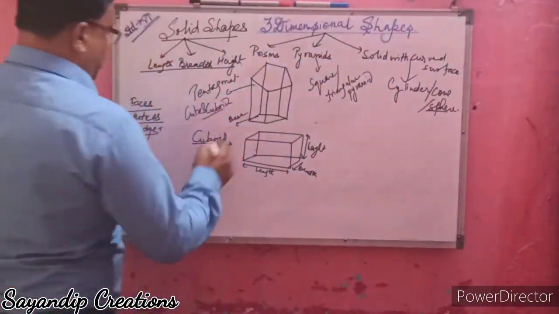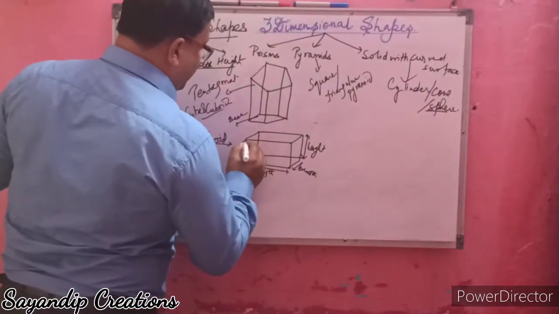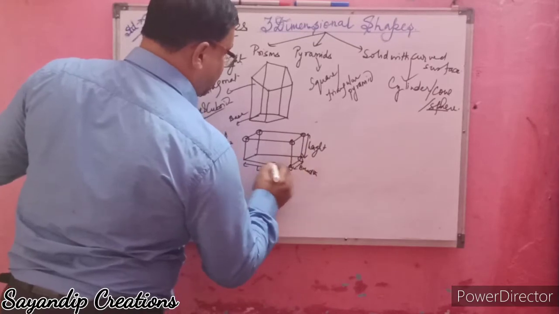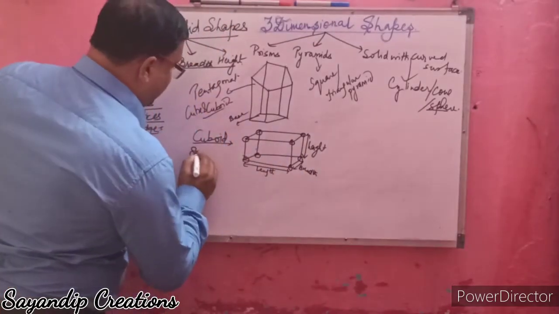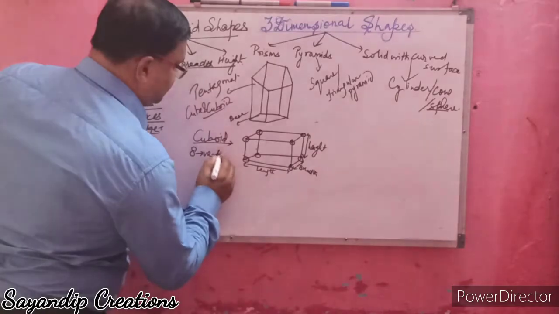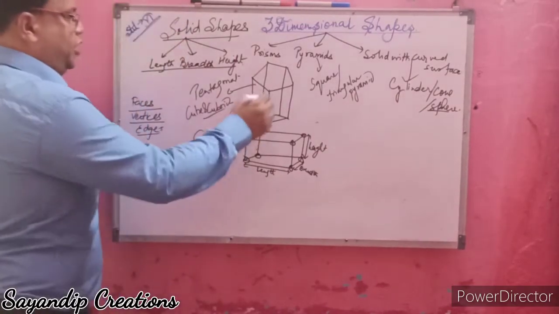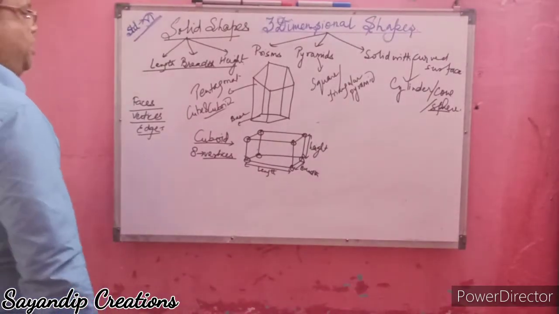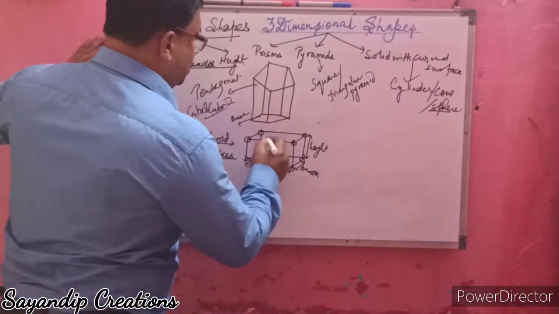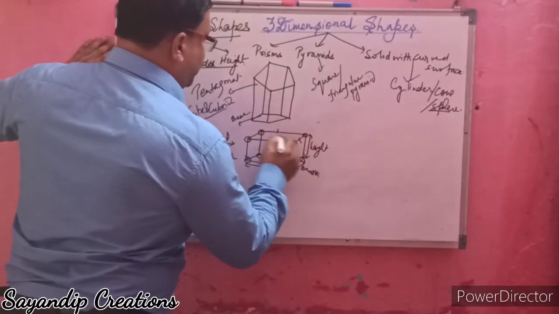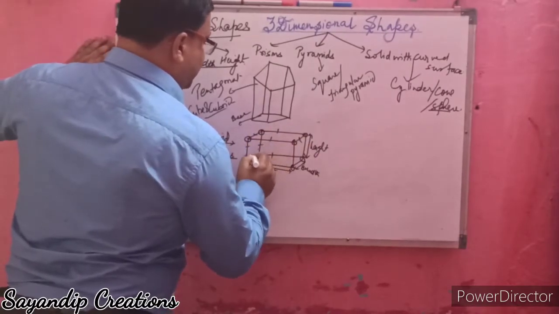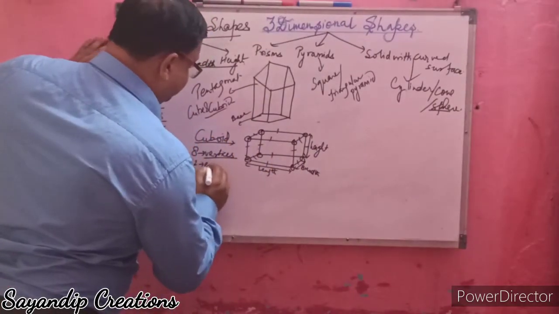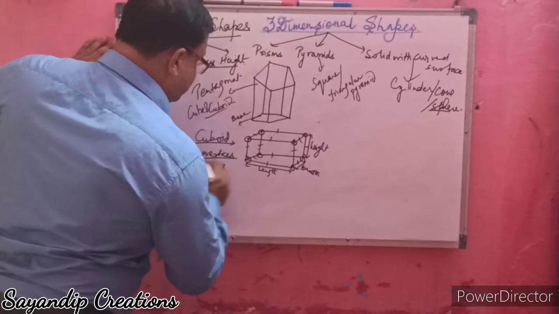Now, how many vertices does a cuboid have? These are the vertices: 1, 2, 3, 4, 5, 6, 7, 8. 8 vertices it has. Where two line segments join, that you call the vertices. Now, how many edges? 1, 2, 3, 4, 5, 6, 7, 8, 9, 10, 11, 12. 12 edges.